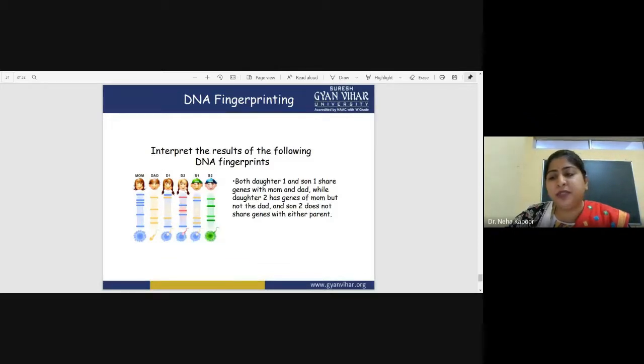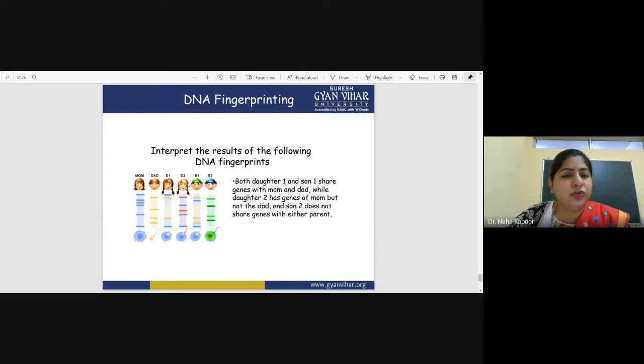This is a bit of an exercise pertaining to this. Interpret the results of the following DNA fingerprints. Both the daughters are named D1 and D2. Here, D1 and son S1 share genes with mom and dad. As you can see, these are mom and dad. This blue band is similar to that of mom, and this yellow band is from dad. This one is also from father and this one is from mother. So D1 and S1 share similarities with the mother and father.